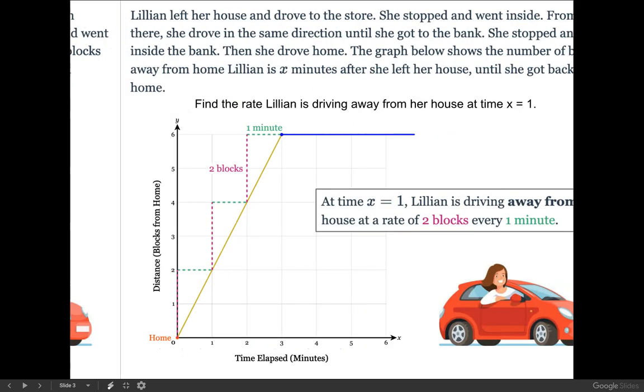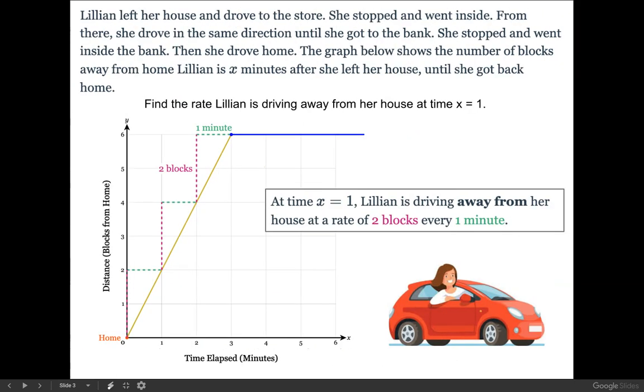So actually, let's zoom in on that portion of the graph. This portion of the graph will tell us the rate Lily's driving. At time equals 1, so looking at 1 here, if we count rise and count run, it is a constant rate of change during that section. So you can count from any 2 points. Because it's wanting at time 1, I do encourage you to start there, but you could rise 4 and run 2, which also reduces to the same slope. So at time equals 1, Lillian is driving away from her house at a rate of 2 blocks every 1 minute.